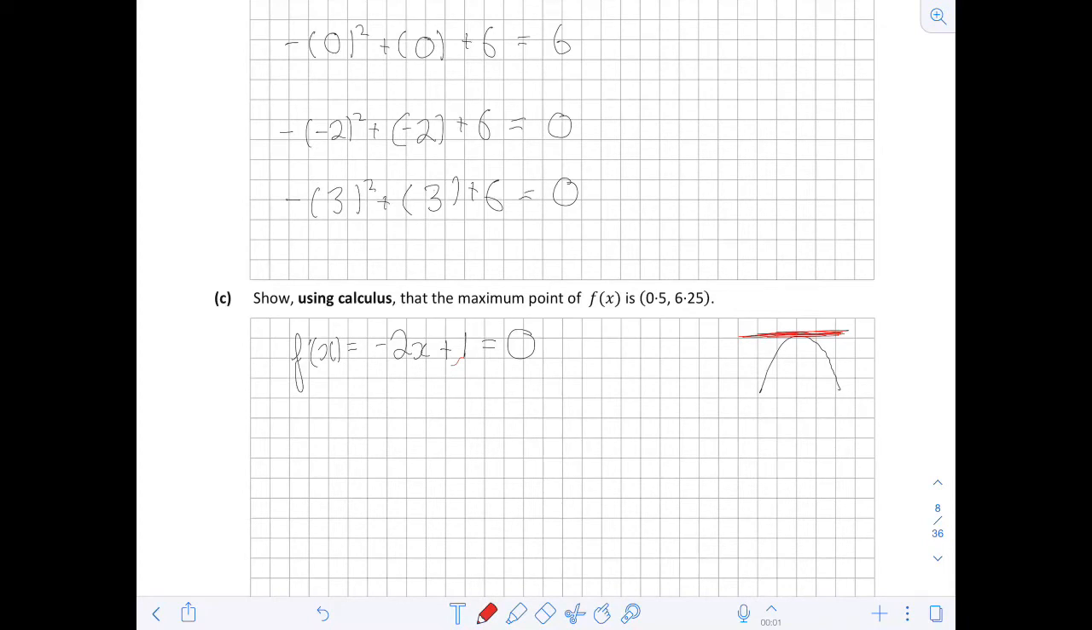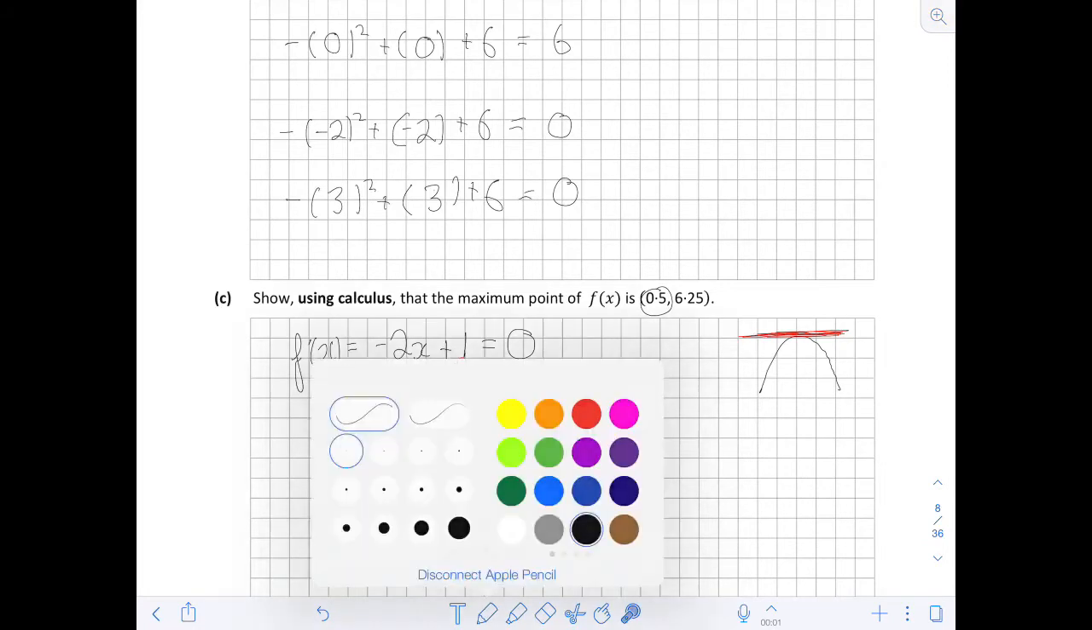So we then go, minus 2x must equal minus 1. So x must equal minus 1 over minus 2. So x must equal 1 over 2. And that corresponds to 0.5. So that's pretty good. So x must equal 0.5. So I've now found out what the x value is of this point over here.